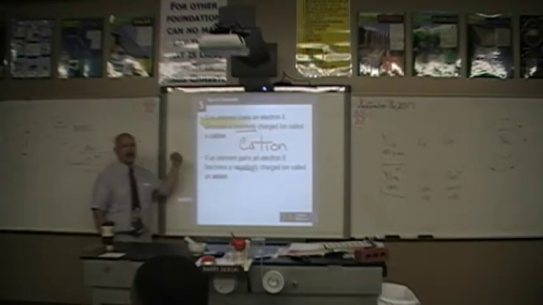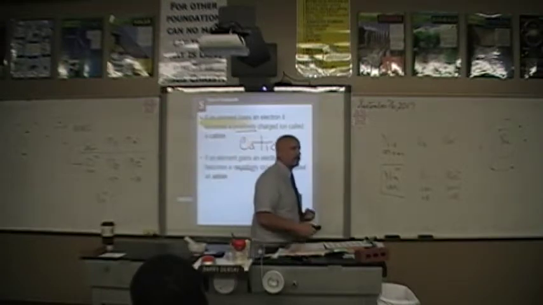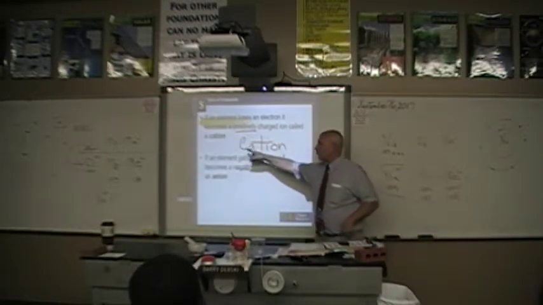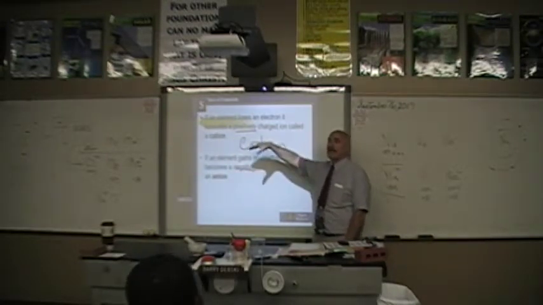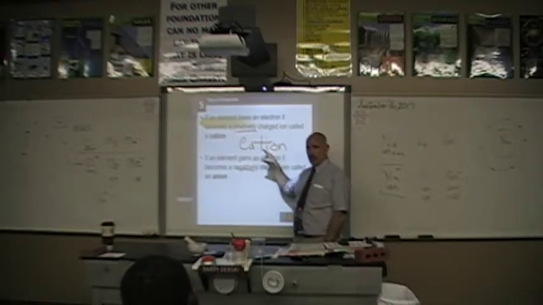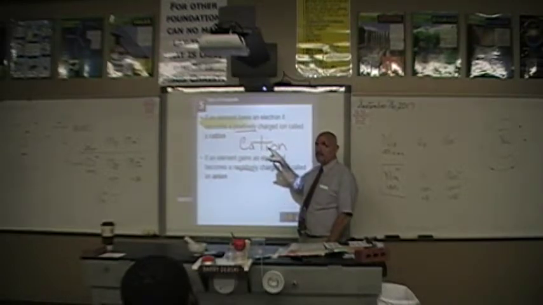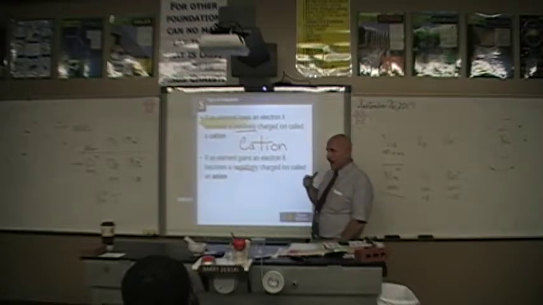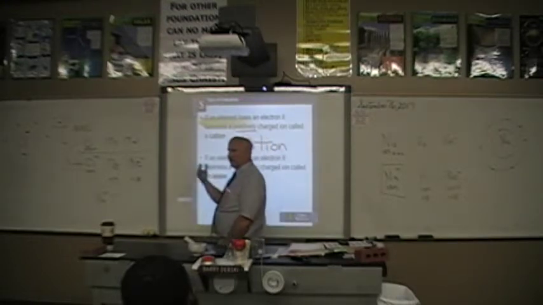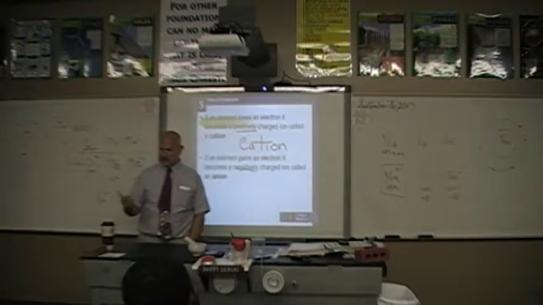Now, there's 2 types of ions. I want you to know these 2 terms. I've written this word out because it's very easy. If you write out cation with a giant T in the middle, it's a plus sign. Good. I've done that for years to remind me because I always got confused. Which one's the positive one and which one's the negative one?